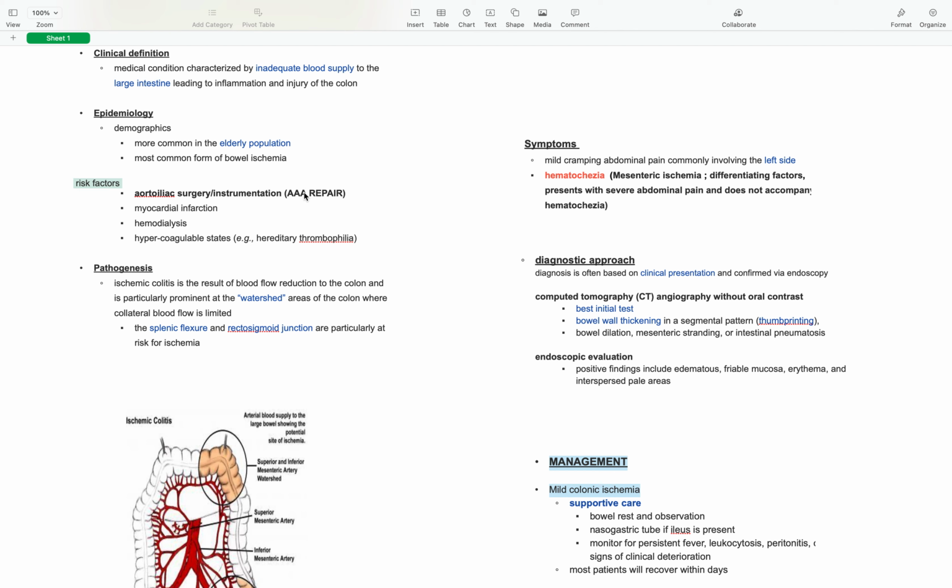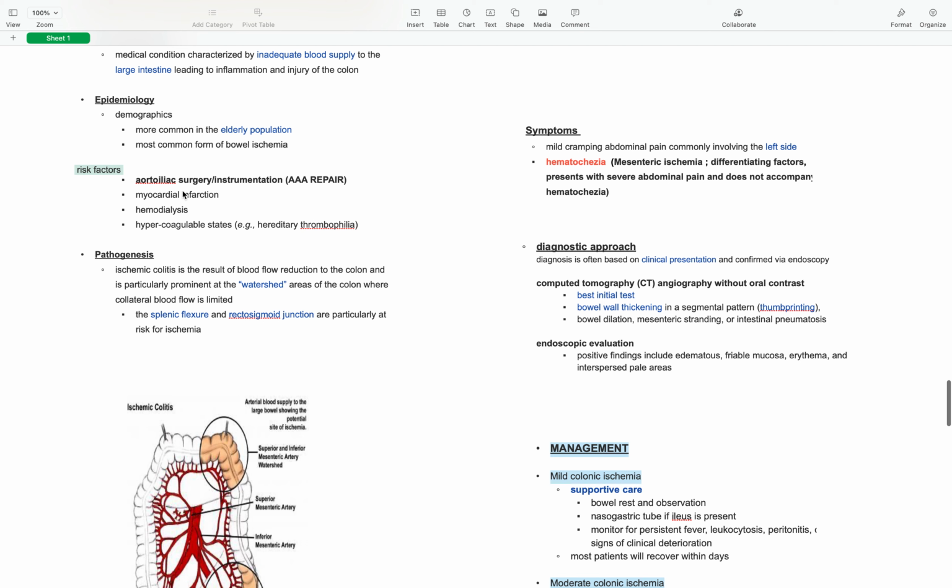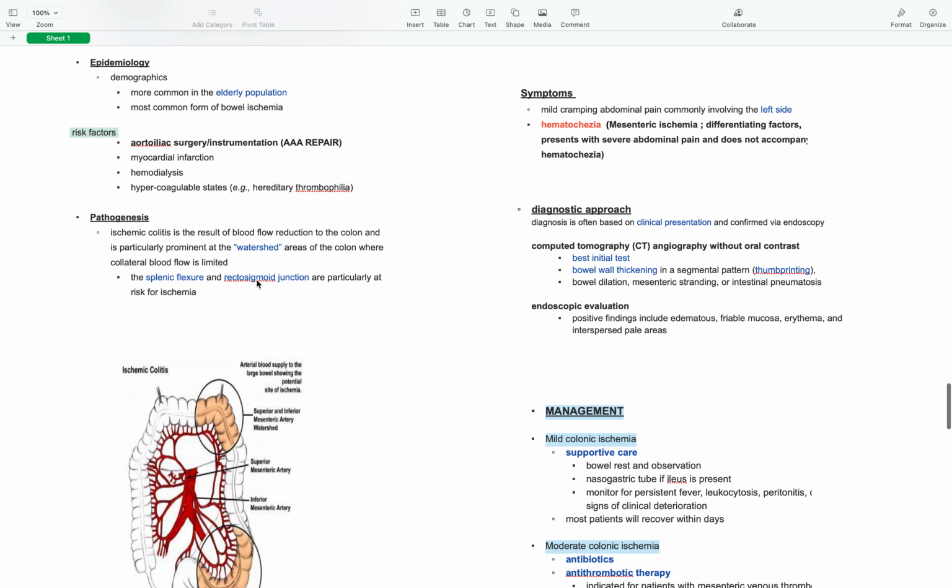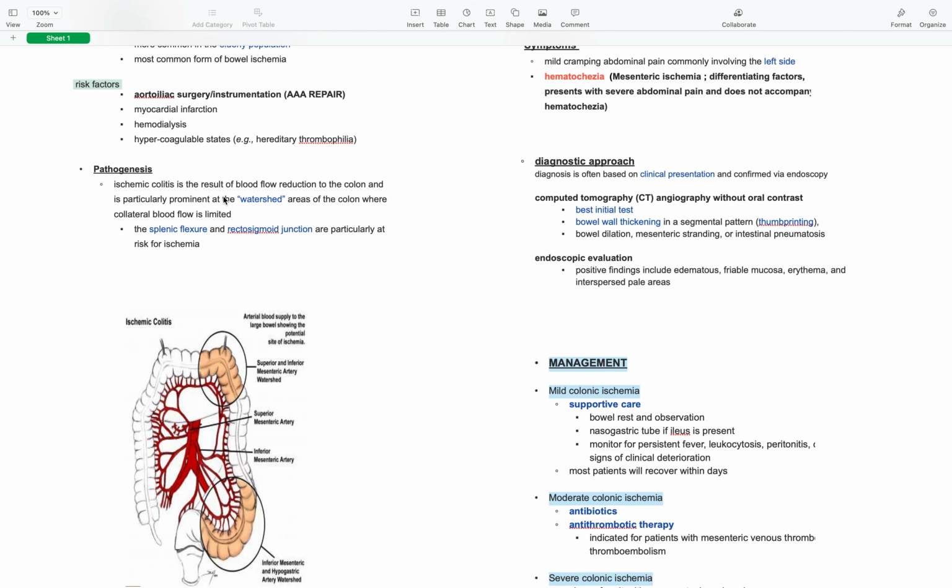Very important one. This is commonly tested as well. Patients after repair of abdominal aneurysm may present with ischemic colitis. MI, hemodialysis, and hypercoagulable states are other important risk factors. Pathogenesis is due to ischemia to the watershed areas.